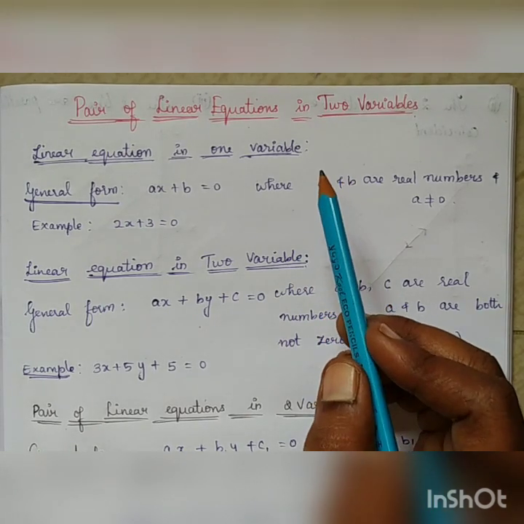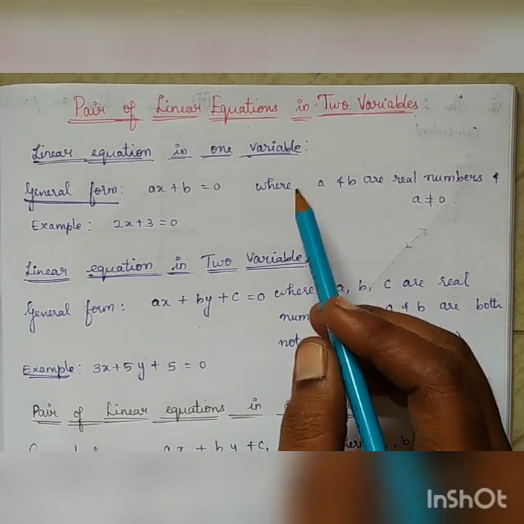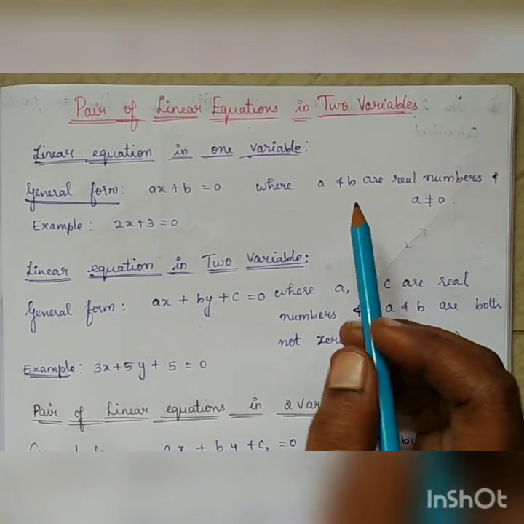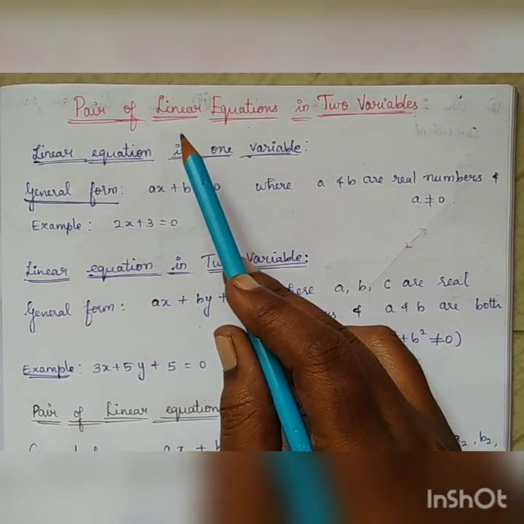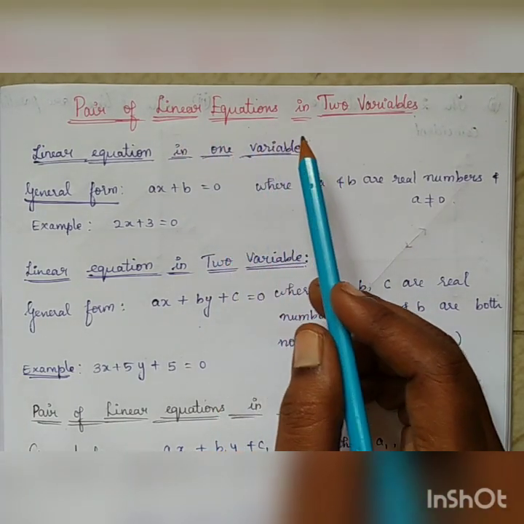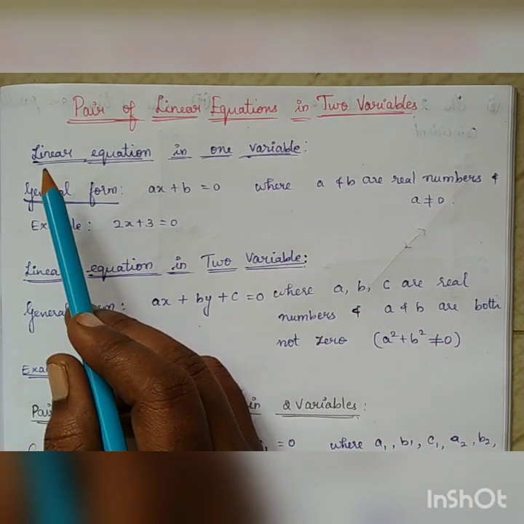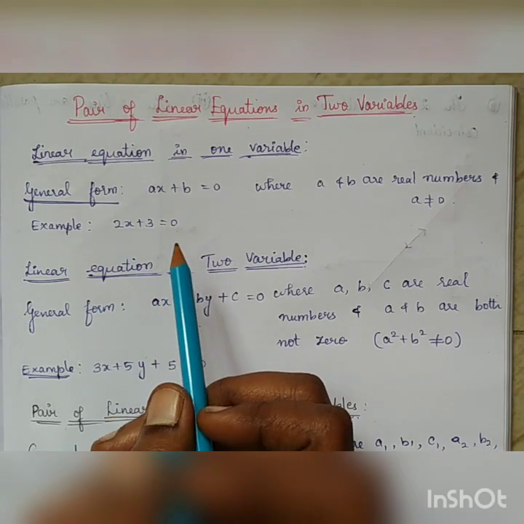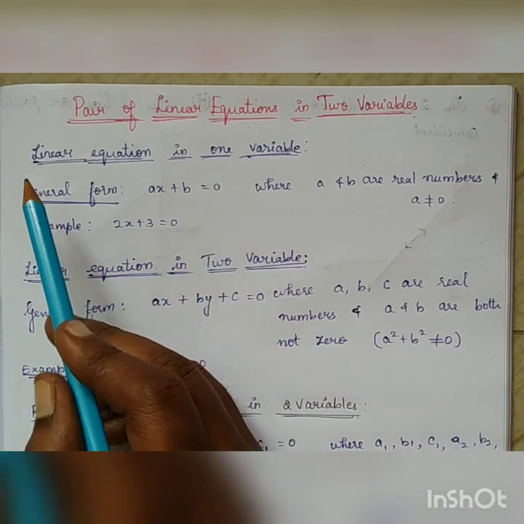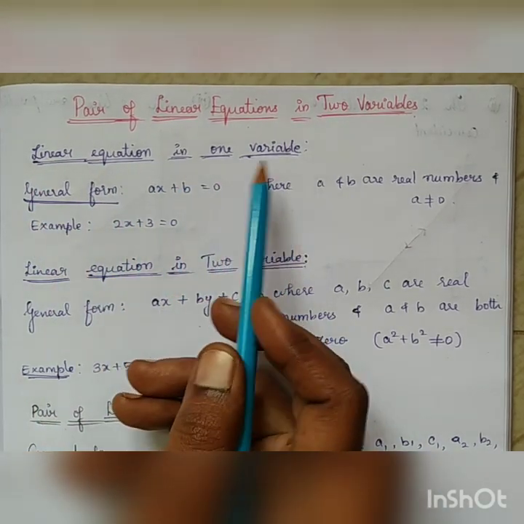How to represent this linear equation in one variable and two variables? Everything we have studied in detail in class 9. Now the further extension we are going to study here. Whatever we have learned, we will just recall, then we will go further. Linear equation in one variable.